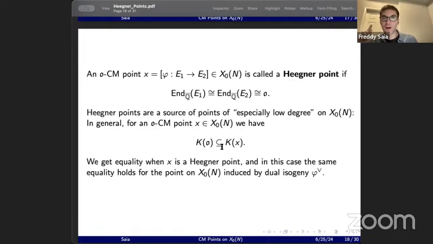And you don't just get equality for x. If x is induced by this isogeny phi, you also have a dual isogeny phi dual in the opposite direction. That induces a different point on the modular curve, but with the same residue field. And since E1 and E2 have the same order O, you get the same statement for the point on X_0(N) induced by the dual isogeny. So you actually get 2 points of especially low degree on your modular curve from a Heegner point, getting equality in this containment.